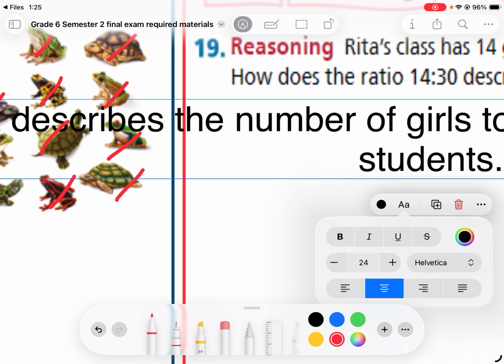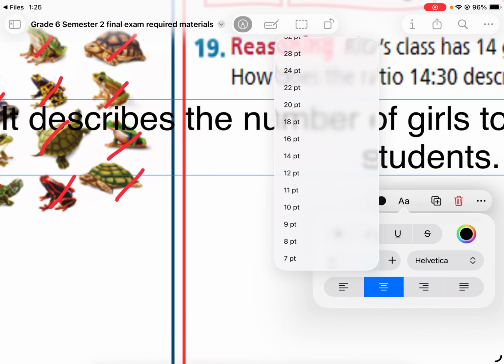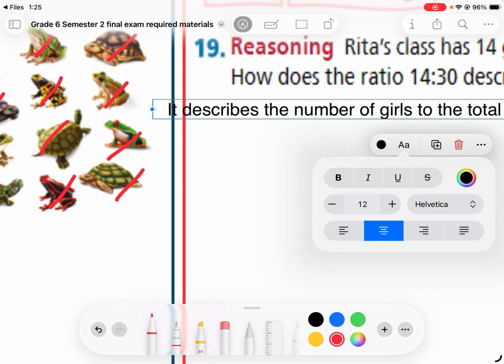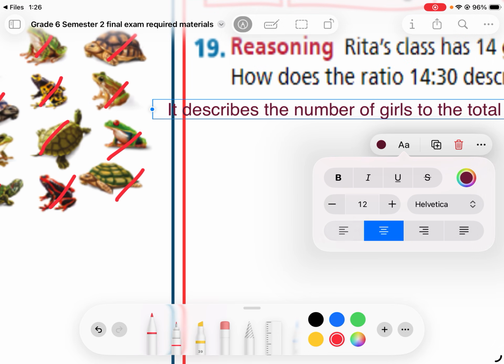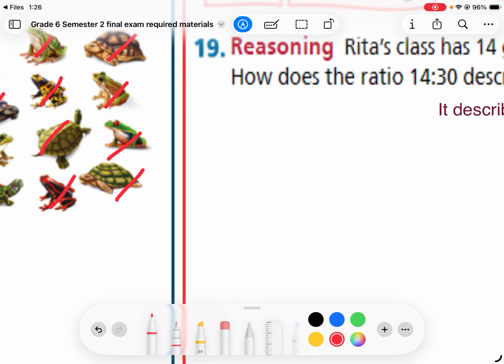Okay, so let's adjust it. Sorry, you guys. So this is how you write the final answer, and that's it.